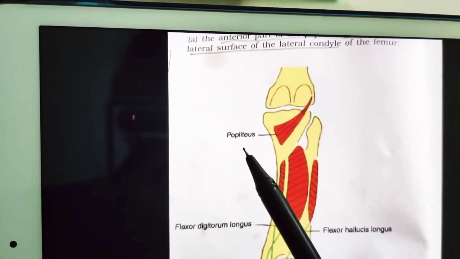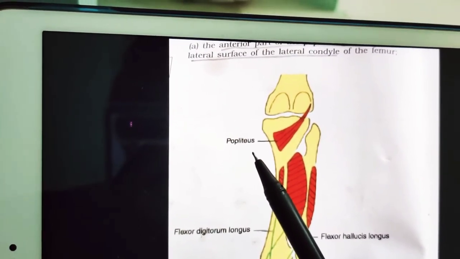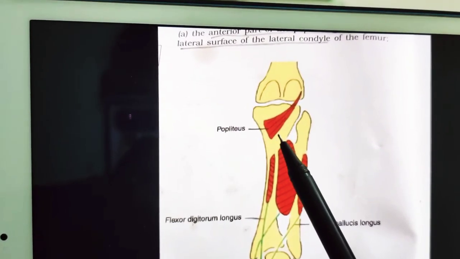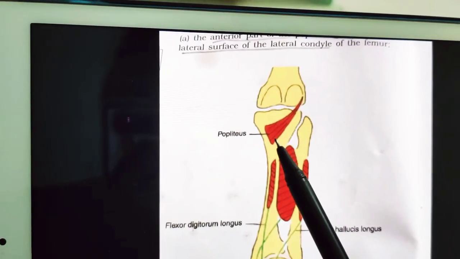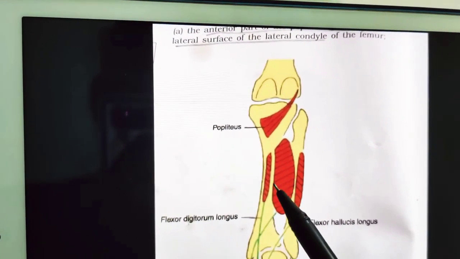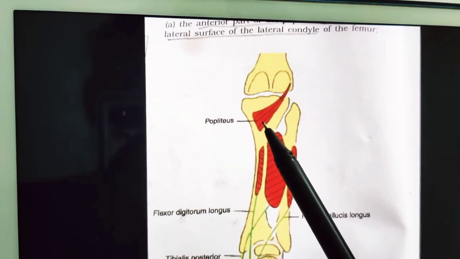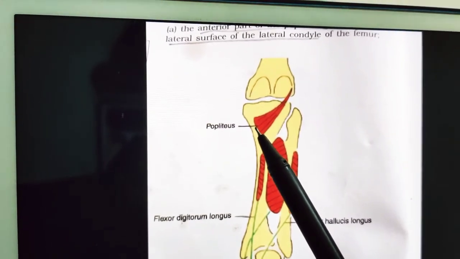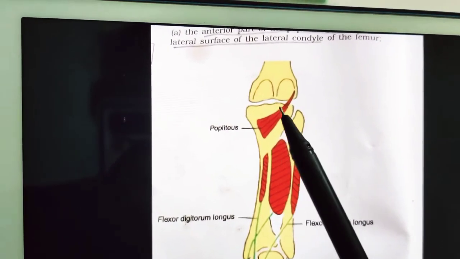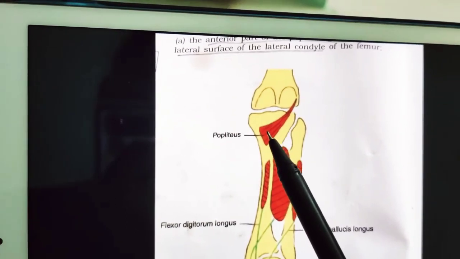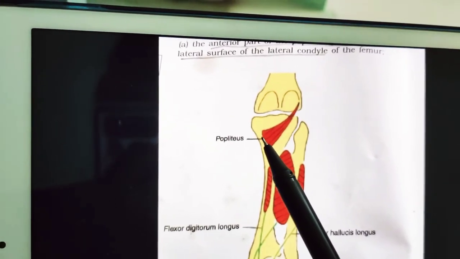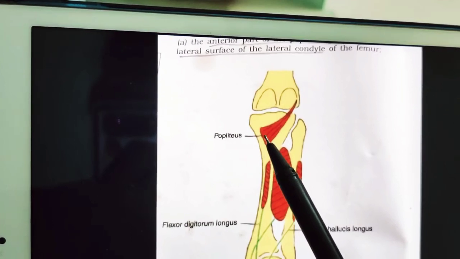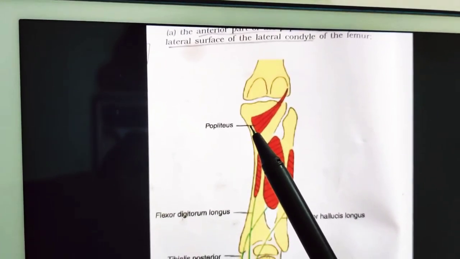So it will get inserted into the posterior surface of the tibia, especially into the middle two-thirds, the triangular area just above the soleal line. Okay, so this side will be the soleal line, and just above the soleal line you will have the insertion of popliteus muscle. Now the nerve supply: as we already discussed, the superficial muscles are all supplied by the tibial nerve. Even this deep muscle popliteus is supplied by the tibial nerve.